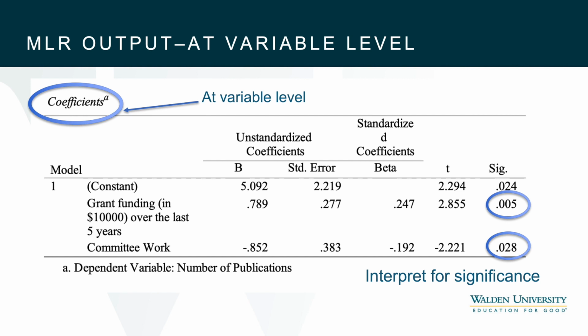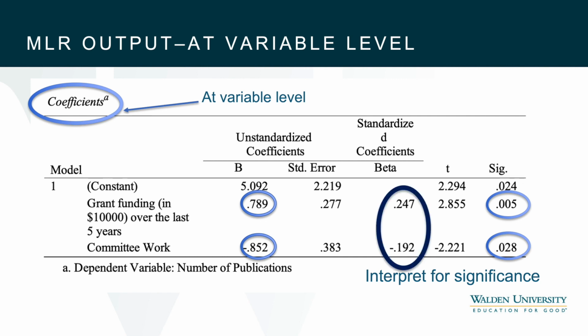Let's move on to the unstandardized coefficients for both variables. I can see that for every unit of committee work that I bring, the dependent variable goes down with almost 1, minus 0.852. Grant funding, on the other hand, goes up for every additional $10,000. I increase my publications with almost 0.8. So there's one positive relationship at work here, and there's one negative relationship at work.